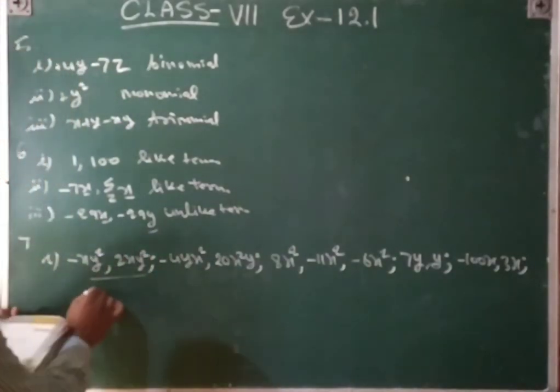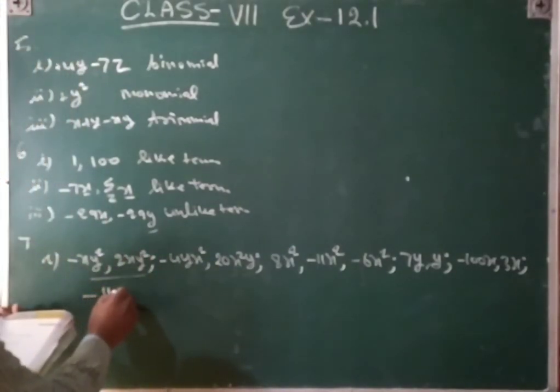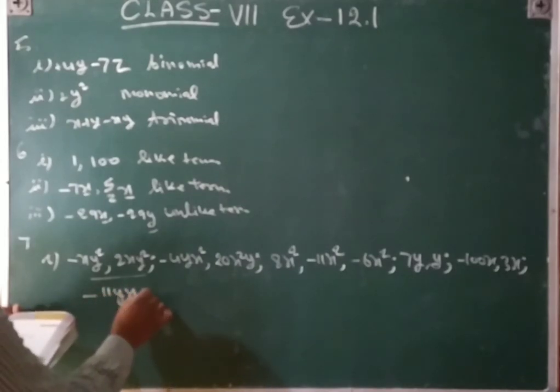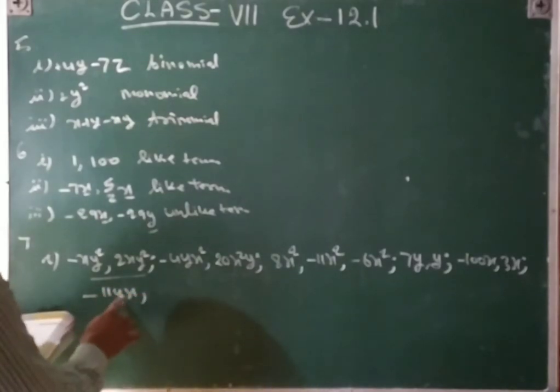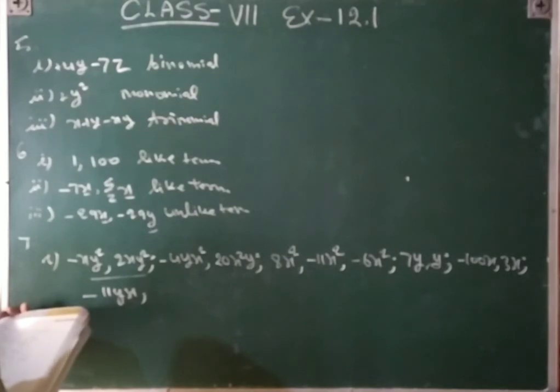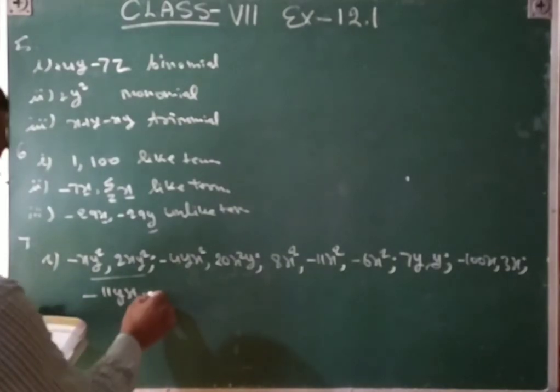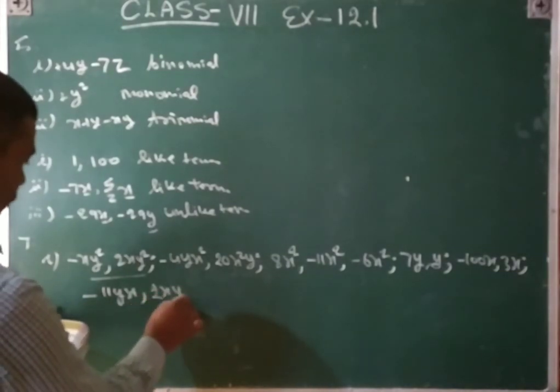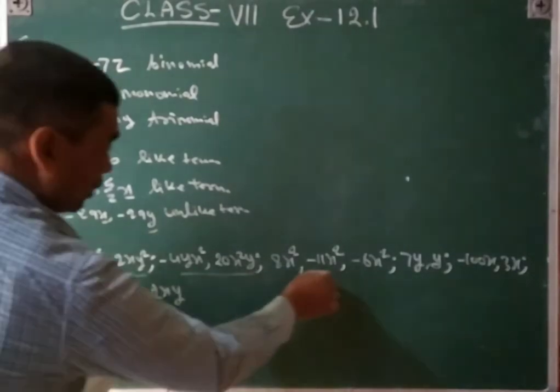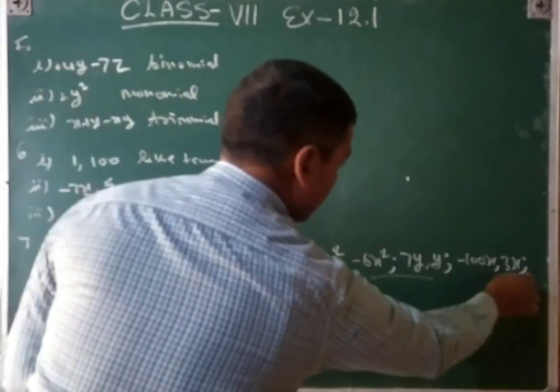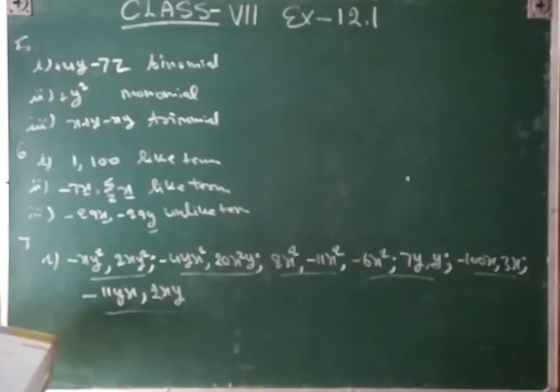Now the xy: minus 11yx, or xy is the same thing, no problem, it can be changed also. So that is xy, 2xy also is there, 2xy. These two are like terms, these two are like terms, these two are like terms, these two are like terms, and these two are like terms. Similarly you will do the b part. Okay.